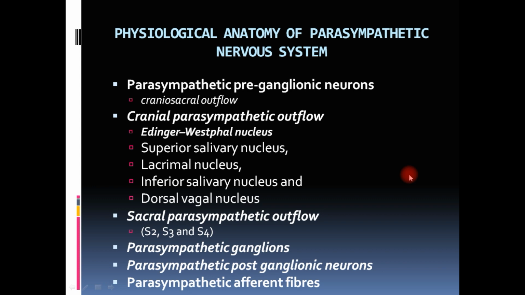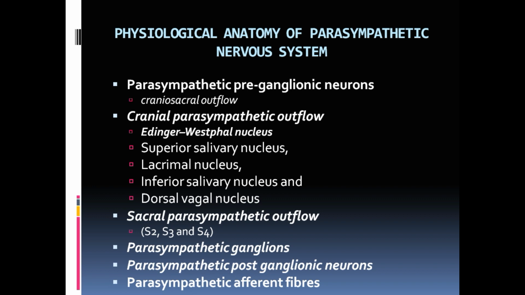Let us study in detail the physiological anatomy of the parasympathetic nervous system. The parasympathetic nervous system is called the craniosacral outflow, as the preganglionic neurons arise from two different parts: the cranial parasympathetic outflow and the sacral parasympathetic outflow. That means from the cranial nerves and from the sacral segment of the spinal cord. From the cranial nerves, the parasympathetic outflow arises from the third, 7th, 9th and 10th cranial nerves. Let us see them one by one.